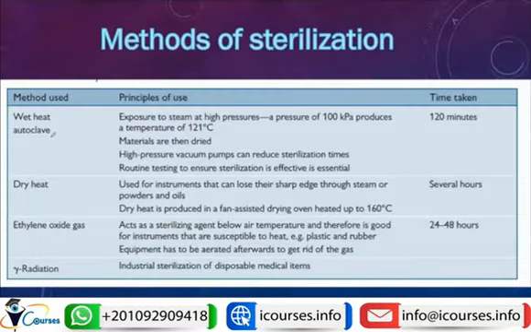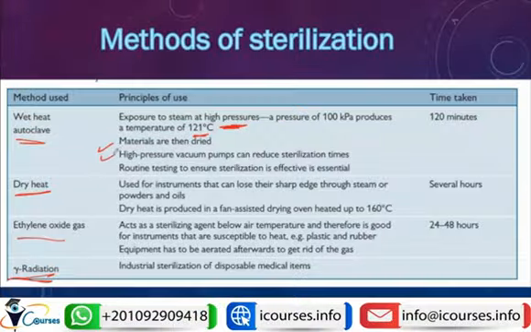There are different methods: first of all, the wet heat autoclave, or dry heat, or ethylene oxide, or gamma radiation. Each of them has its own principles. For example, in the wet heat autoclave there is exposure to steam at high pressure. This high pressurized steam produces a very high temperature, which is able to kill the microorganisms. Then the materials are dried, and high pressure vacuum pumps reduce the sterilization time.